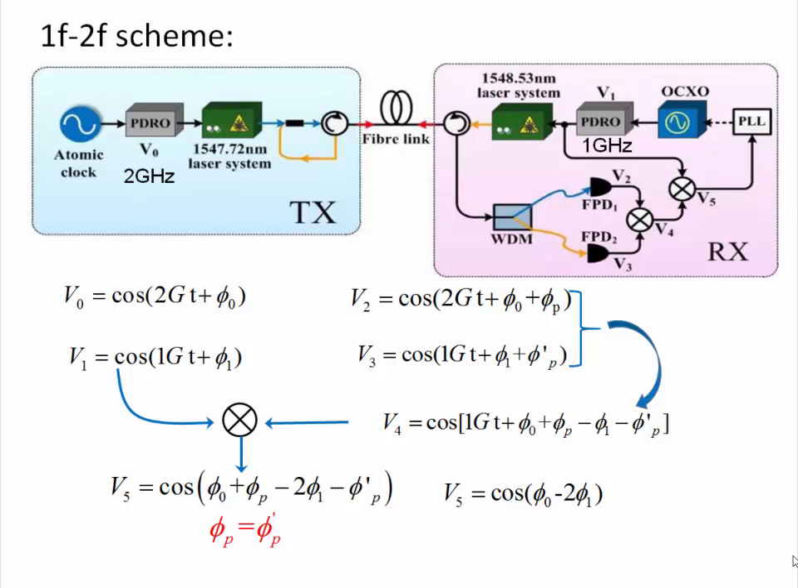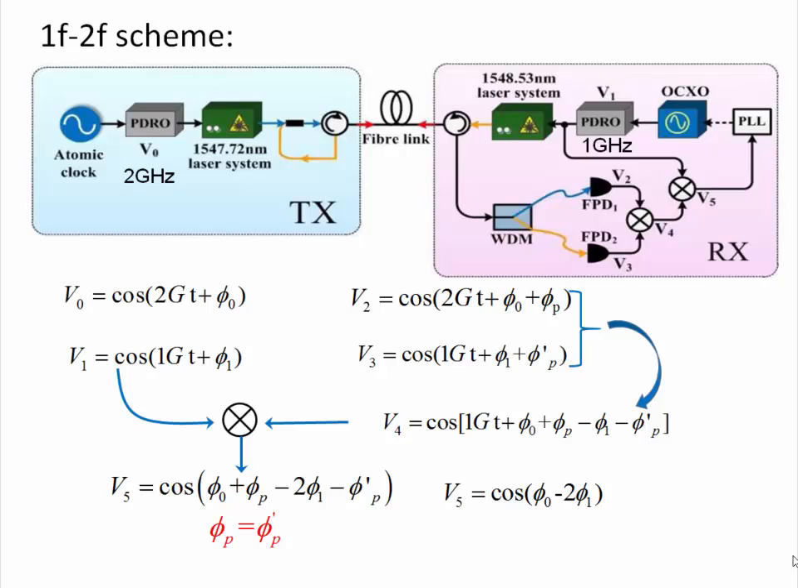This is a basic diagram of our system. This is the transmitter, and this is the receiver. For the transmitter, this signal V0 is the clock signal we want to disseminate. It can be expressed like this. In the receiver, there is also its own local oscillator. It can generate a signal as we want.